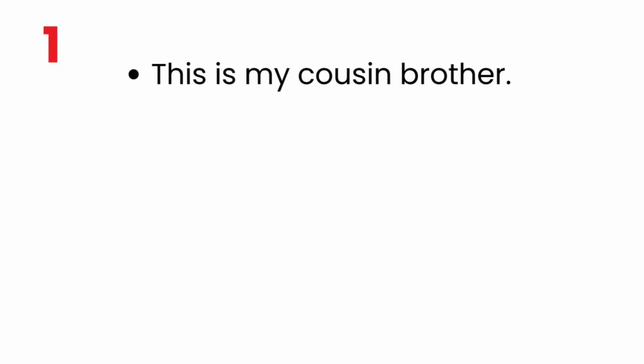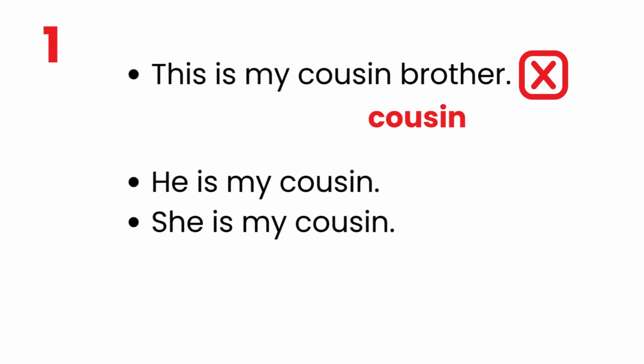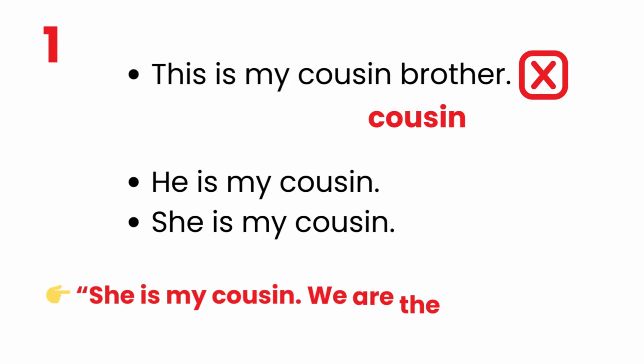First part the mistake enna? This is my cousin brother. You can't say it like that. You can't say cousin brother. You should say just cousin. So that நீங்க எப்படி introduce பண்ணுவீங்க? He is my cousin. He என்றதால he is a male boy என்றது எல்லாருக்கும் புரியும். He is my cousin or she is my cousin. Understood? So you can't say cousin brother, cousin sister. That is wrong. Now say this sentence with me. She is my cousin. We are the same age.